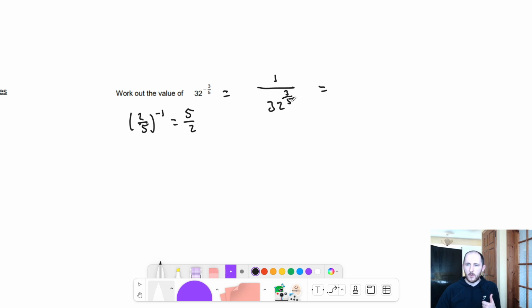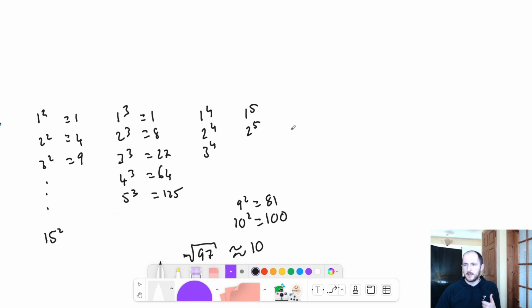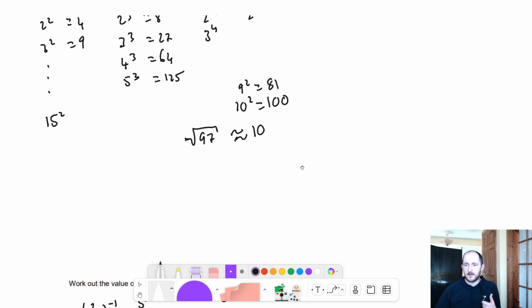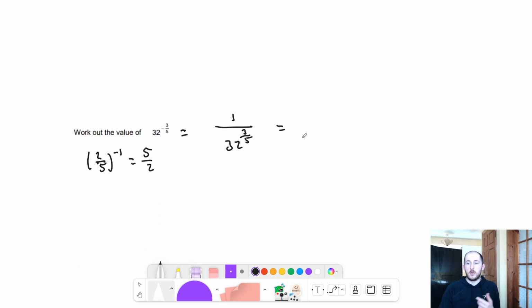So 32 to the power of 1/5, if you look back at the values I gave you, that is actually going to be 2 to the power of 5. So it's going to be 2 in this case. So that becomes 1 over 2 cubed, and 2 cubed is just 2 times 2 times 2, which is 8. So that's how I would approach it, and you literally do get 1 mark for each of these steps normally.